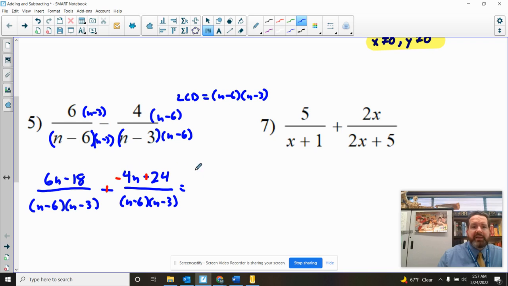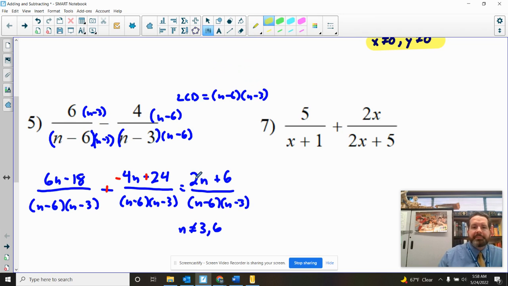6n plus negative 4n, that's just 2n. Negative 18 plus 24 is 6. And that's over the common denominator of n minus 6, n minus 3. Just making a note, we don't want to accidentally divide by 0, so make sure you don't put a 3 or a 6 in for the n. So the reduced expression, together with the restrictions, there we are.